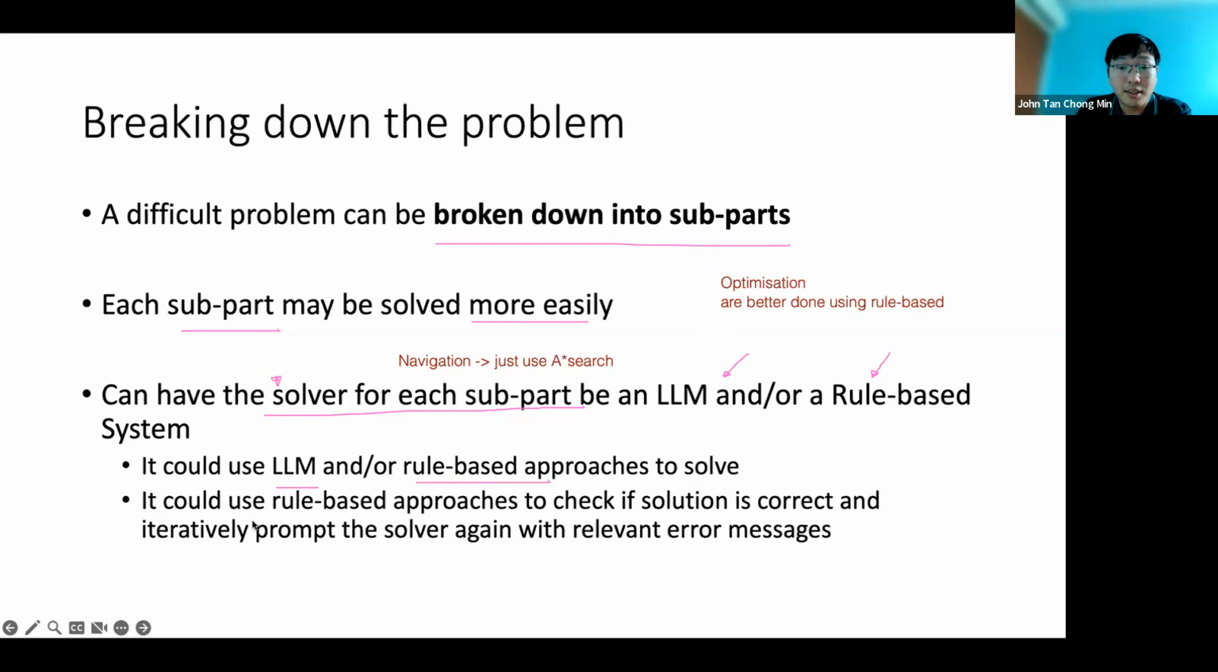And this part is also important at the back. You can use rule-based ways to check whether the solution is correct.